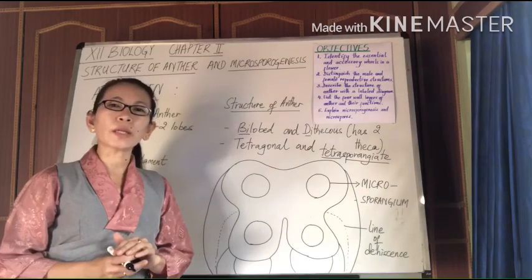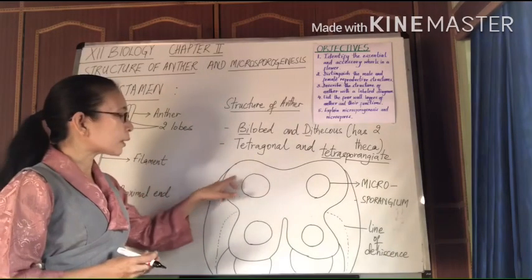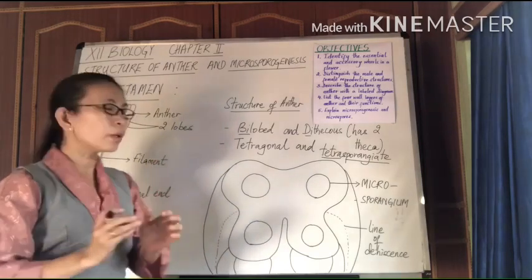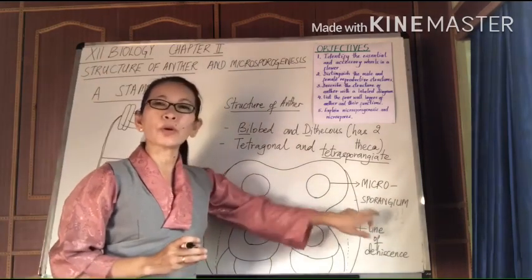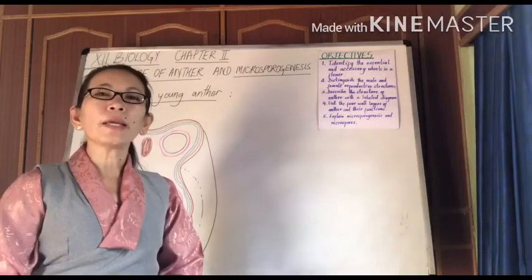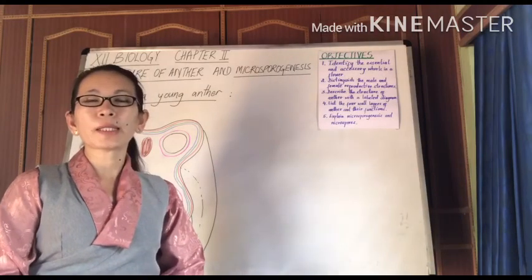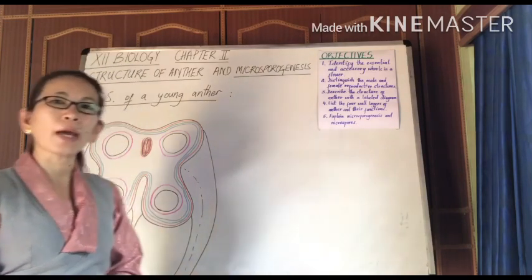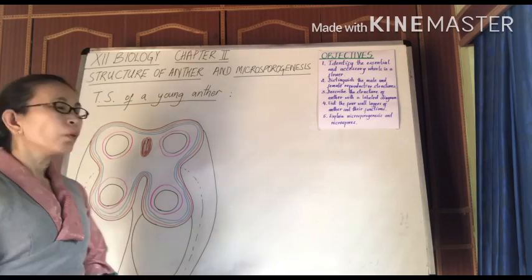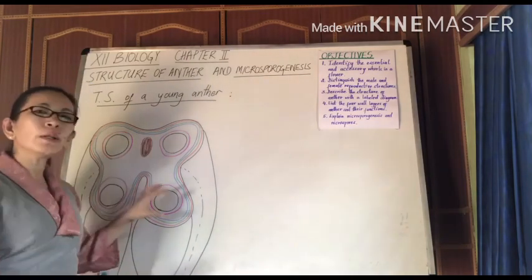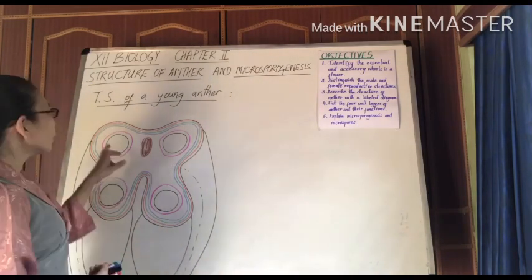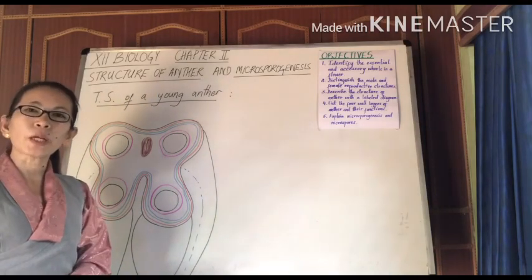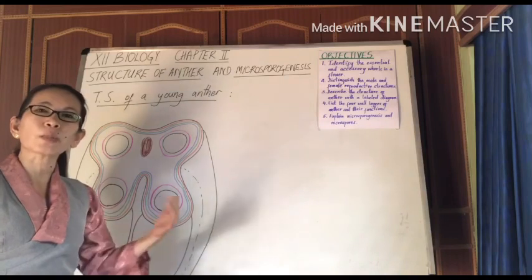Now what we are also going to be looking into, as I said, are the 4 wall layers of the anther which envelop or surround our microsporangia. Let's look at the TS of a young anther. TS means transverse section. In a transverse section of an anther, as we discussed earlier, we can observe the tetragonal structure consisting of the 4 microsporangia, right? And because of which we even call the anther tetrasporangiate.